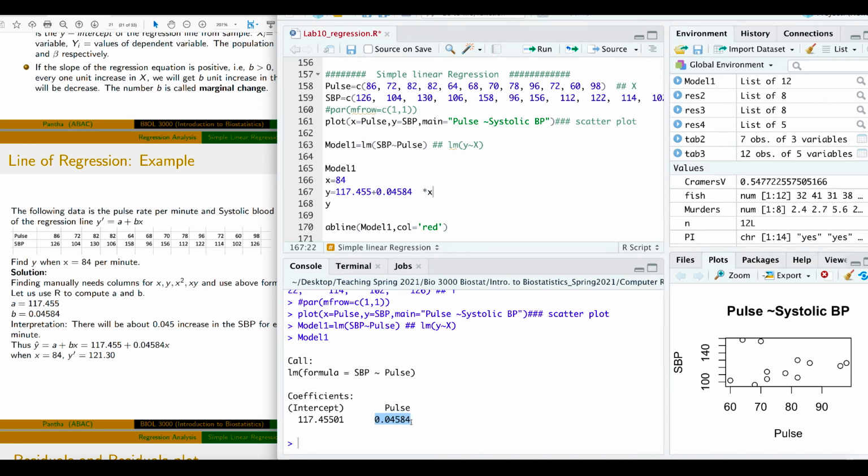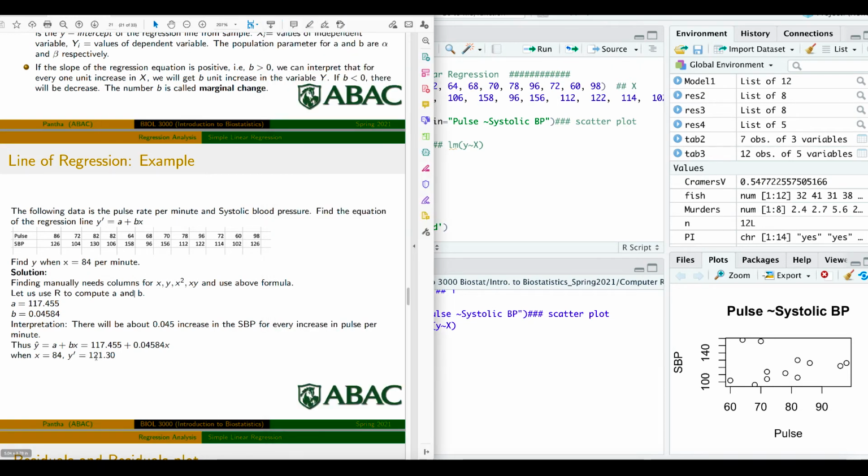And then the y-intercept is 117.455. That is the y-intercept. Okay, now, so what is the line of regression then? So what is the interpretation? Let us write the interpretation. There will be about 0.045 increase in the systolic blood pressure for every increase in the pulse rate. That's what we see. Okay, because that is the meaning of the slope.